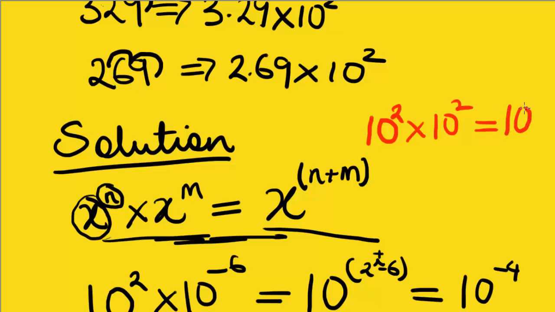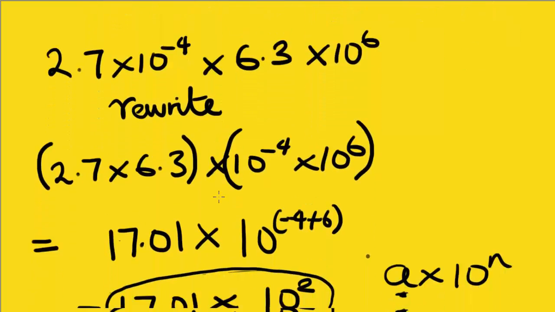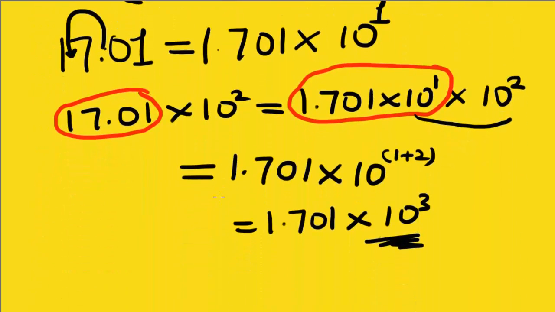You keep the base and you add the powers. 2 plus 2 is 4. So the key thing here is just the numbers having the same base, and it's important you know your laws of indices because they crop up in almost every area of maths.